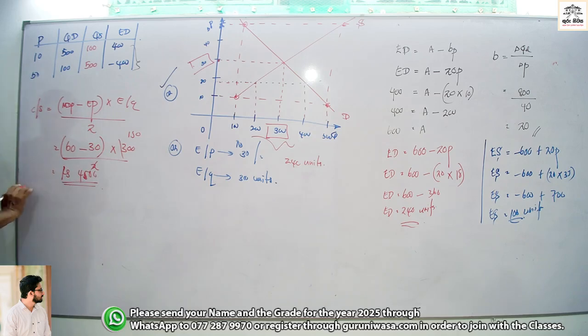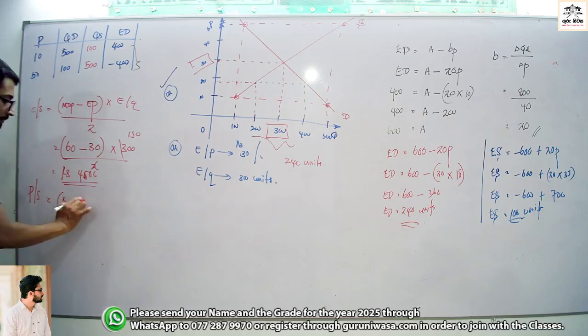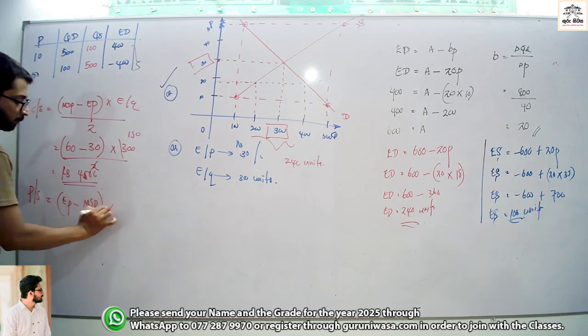They asked you to calculate economic surplus, right? Okay. Then producer surplus. Producer surplus equals equilibrium price minus minimum supply price.